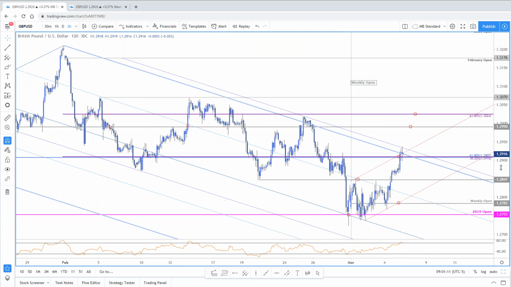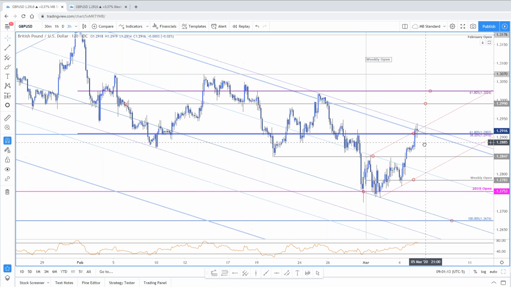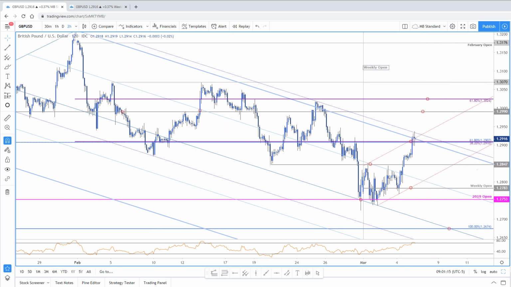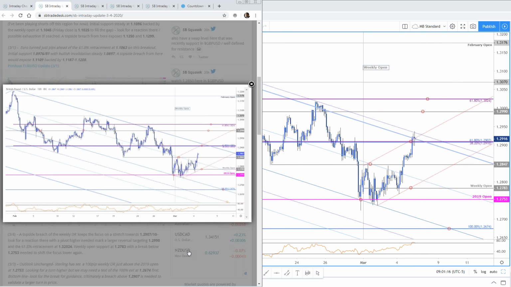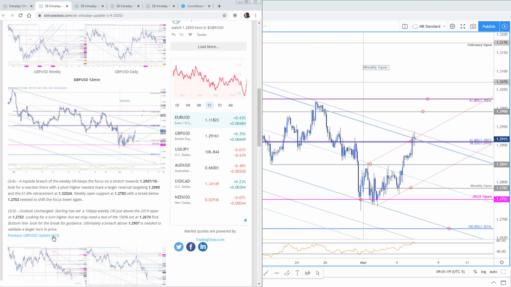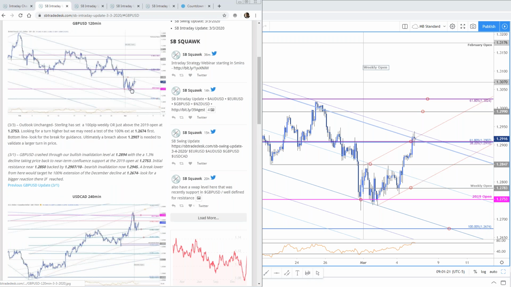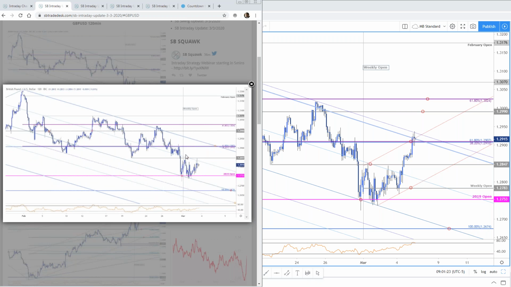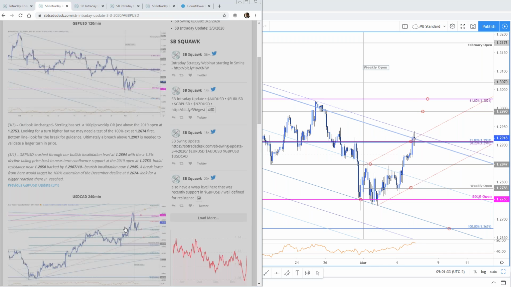Questions on sterling. Again, a trade where the levels have been super clean. Here's the previous sterling update. Here's what it looked like as we were just starting to range in the week, right above the 2019 open. There's the topside breach. There's the move. Pretty quick into resistance. Look for a reaction today.